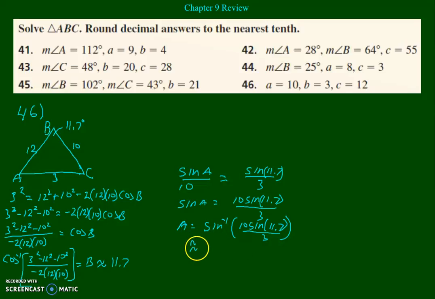And that's going to be approximately 42.6, and that's alpha A, 42.6. And so now we can use the triangle sum theorem to find C, which is going to be 125.7. And again, it was fortunate that we found the smallest angles because we would have had an error since that is an obtuse angle again.